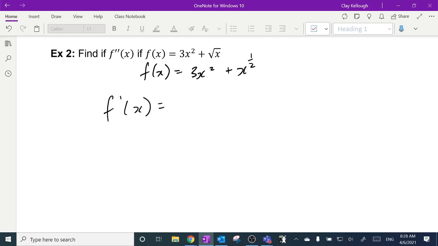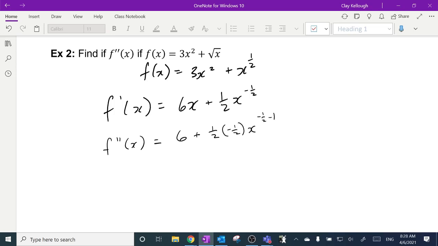which is going to be 6x plus 1/2 x to the negative 1/2. Okay, now there's no point in simplifying at this point because I've got to do the derivative again. So let's just do the derivative again and then we'll look at simplifying it. So the derivative of 6x is just 6, and for this one, you leave the coefficient that was already there. The exponent becomes your new coefficient, and then you subtract 1 from that exponent.